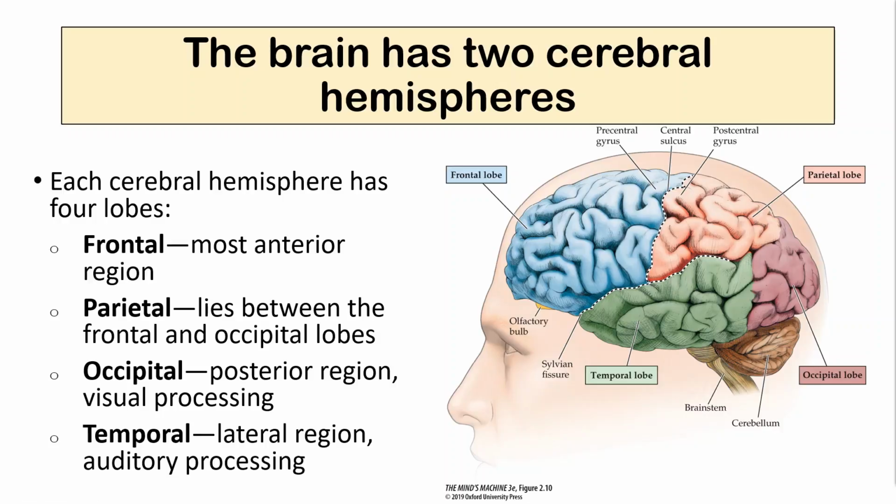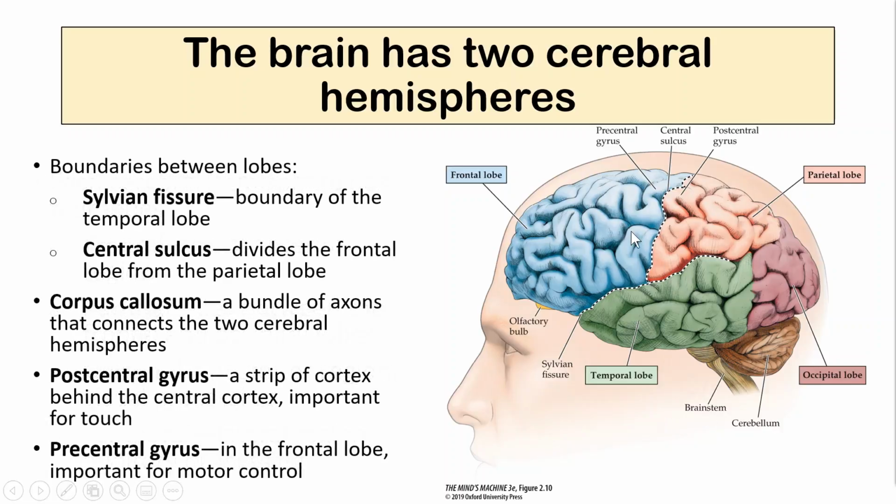Let's look at some of these other divisions that we can see if we were to just look at the brain. There are some boundaries between these lobes. The Sylvian fissure is this long fissure here that divides the temporal lobe from both the frontal and the parietal lobes. That is an easy one to identify. The central sulcus, as I mentioned before, runs between the frontal lobe and the parietal lobe.